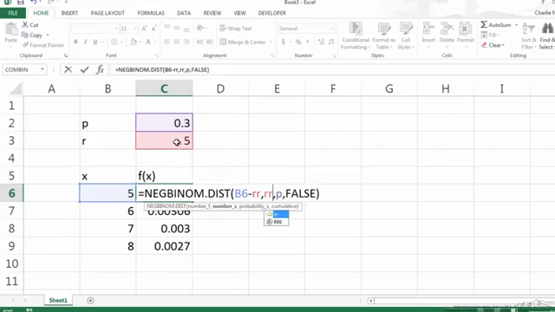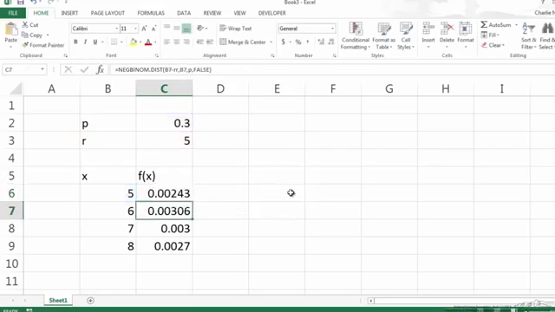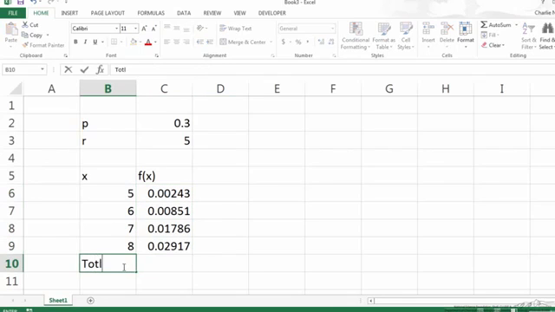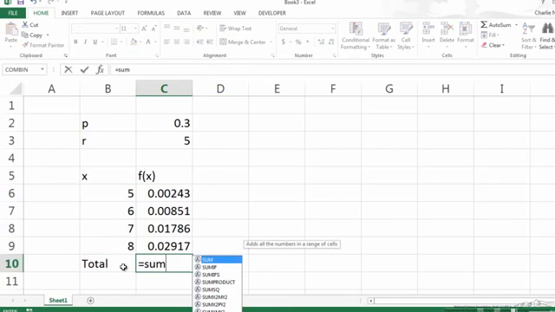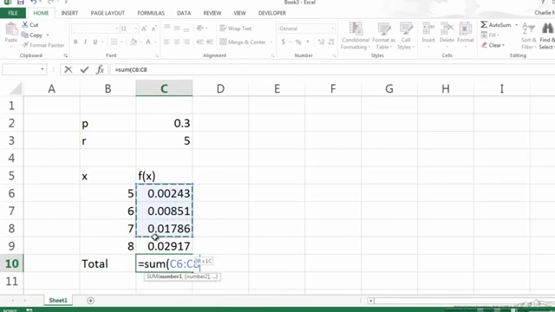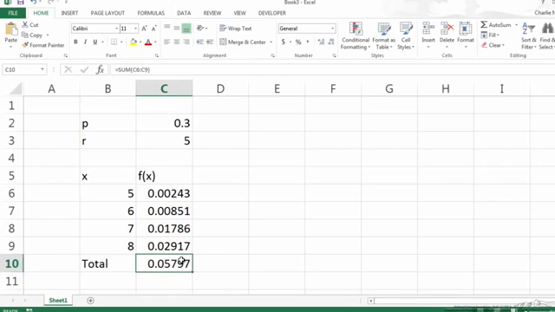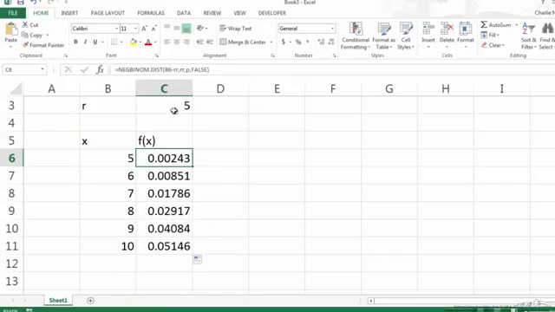Then we have the number of successes, which is going to be our R here. We have a probability of success of 0.3, and I don't want it to be cumulative. So that's the probability we'll have exactly 5 successes by the 5th trial. I copy this down, and I keep going. If I sum all of these, then that gives me the probability that I will sell out by the 8th house.